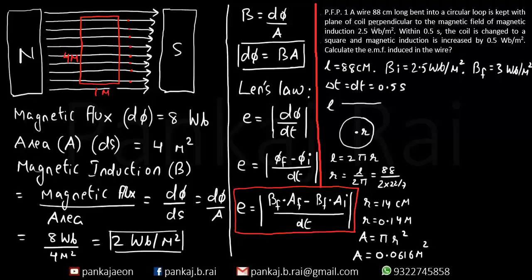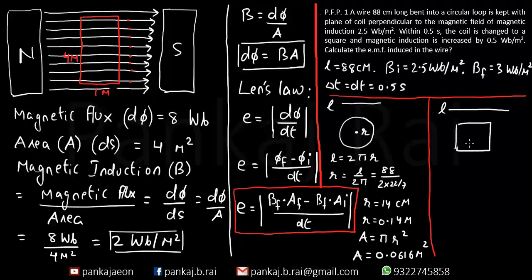Now let us move ahead. Now the circular coil has been converted into a square. So we can say that it has been straightened up, whose length is L, and now it has been converted to a square. Let's say the side is S. Now this length when converted to the square, we can say that S plus S plus S plus S will be L. So we have that L is actually 4S, so that will be the side of the square.